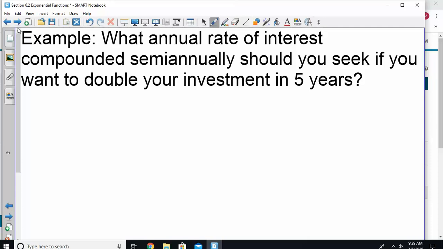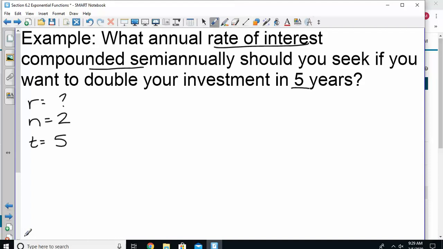What annual rate of interest should you seek if you want to double your investment in 5 years? So what am I looking for on this one? I'm looking for my R. Compounded semi-annually, what's that telling me? Twice a year, so N is 2. And my time is 5.